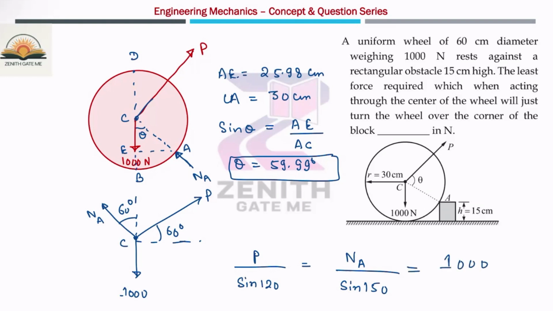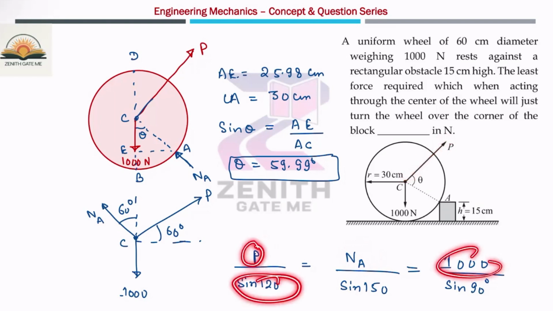1000 divided by, what is this angle? Sine of 90 degrees. So from here you will get the P value. You can also calculate the normal reaction in this question, but in this problem you have to calculate the least force you have to apply. So the P value you have to calculate is nothing but 1000 into sine of 120.